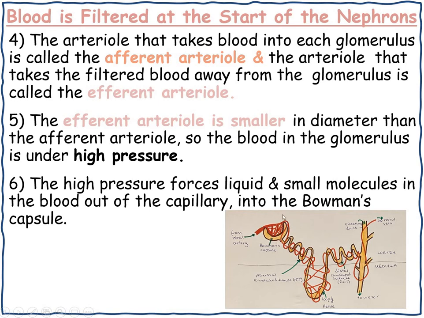You can see from this diagram that the efferent arteriole is a lot smaller in diameter than the afferent arteriole. So the blood in the glomerulus is under high pressure. And the high pressure forces liquid and small molecules in the blood out of the capillary into the Bowman's capsule.